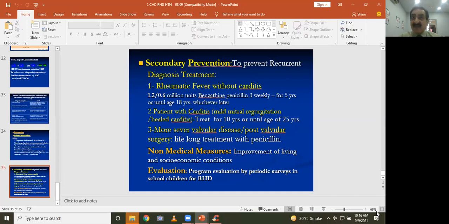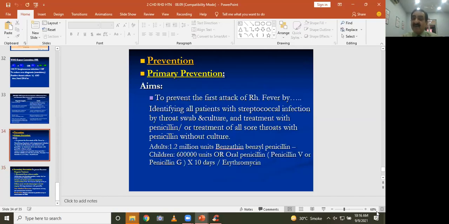First was the prevention, because I told you in the previous slides, in the primary prevention, you are not sure that the person has the disease. Having a simple sore throat, you prevent the occurrence of rheumatic fever there. Rheumatic fever is not there.